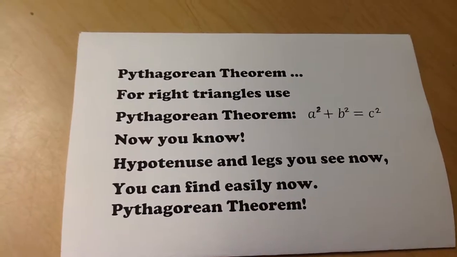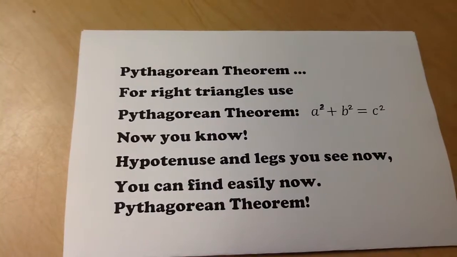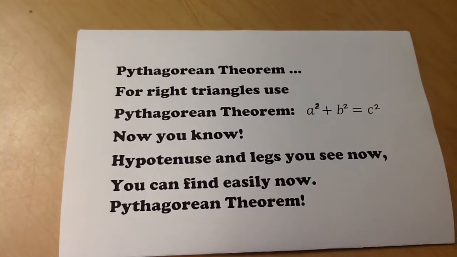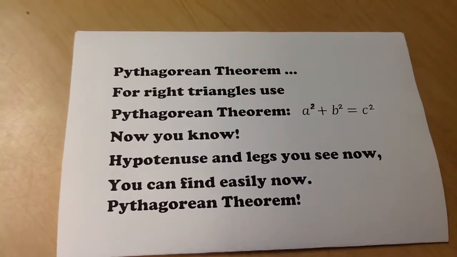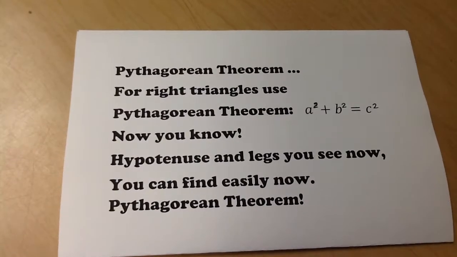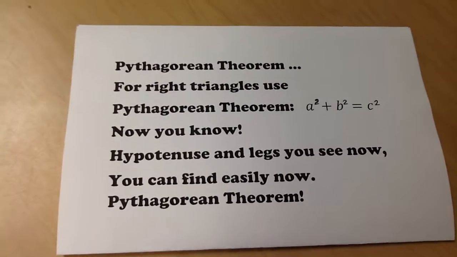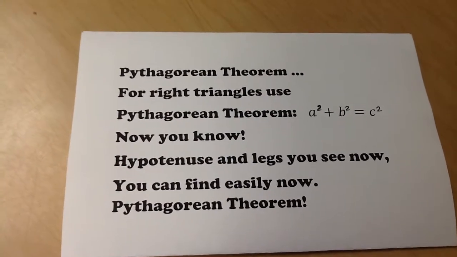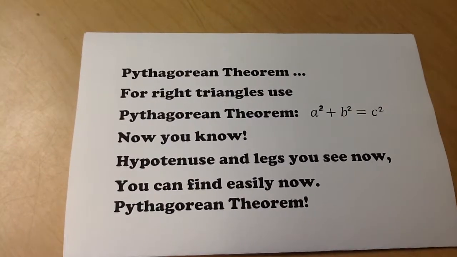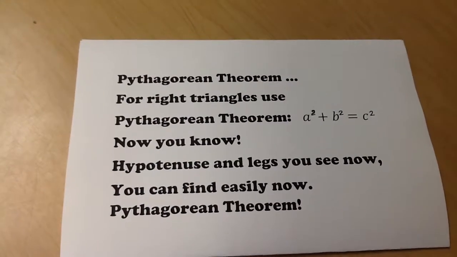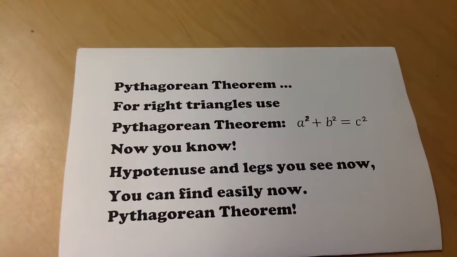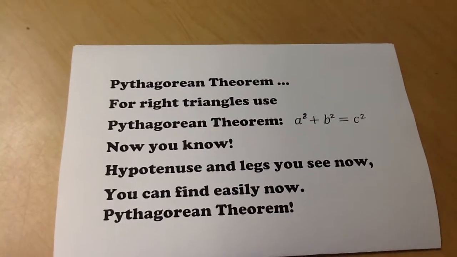Pythagorean Theorem. For right triangles, use Pythagorean Theorem. A squared plus b squared equals c squared, now you know. Hypotenuse and legs you see now, you can find easily now. Pythagorean Theorem.